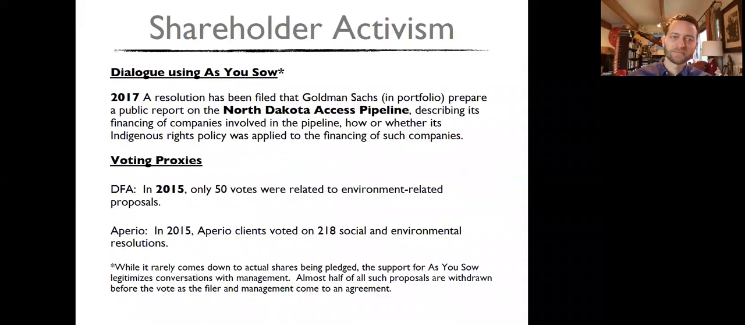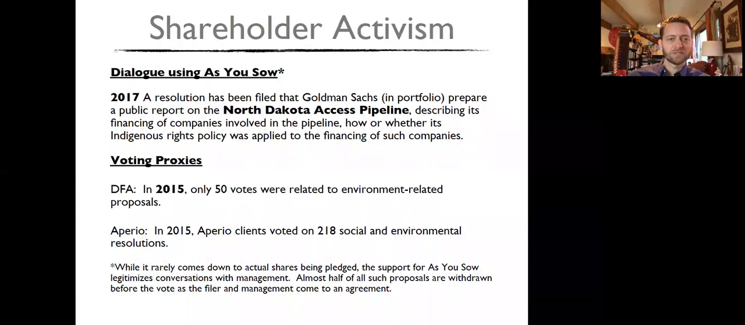Next slide. So shareholder activism, this client owned Goldman Sachs through As You Sow. They pledged their shares for a resolution for more disclosure around Goldman's financing of the North Dakota pipeline. We'll share those kinds of resolution actions that have happened. We'll also share all the ESG proxies that the various managers in the account voted on and the names of the companies that the client owns that were voted on. If the client wants, we can drill in further as to exactly what the votes were.